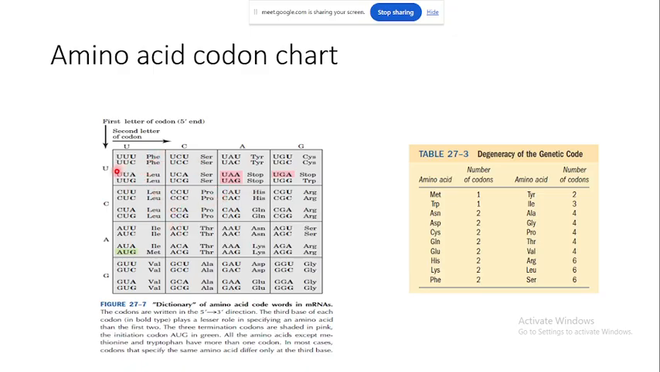Leucine can be coded by 6 different codons, right? Serine can be coded by 4 different codons, right? And the same for proline. Proline also can be coded by six different codons, right? But UAA, UAG, and UGA, these 3 are the stop codons, right? They are the stop codons.